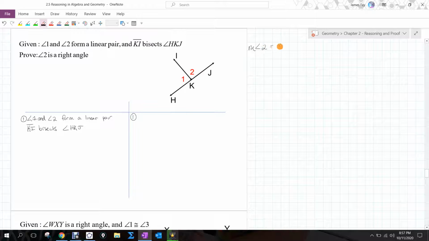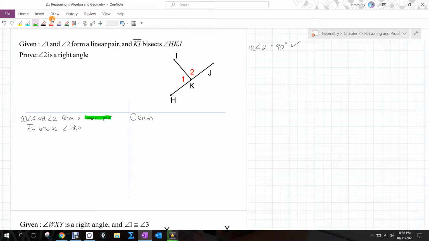Well, at some point, because the definition of right angle says it's an angle whose measurement is 90 degrees, somewhere in this proof, that needs to show up. And once that shows up, I then know I've gotten down to where I can argue it to be a right angle. So first thing we're going to do is go through that given, and we've got vocabulary words here in our given.